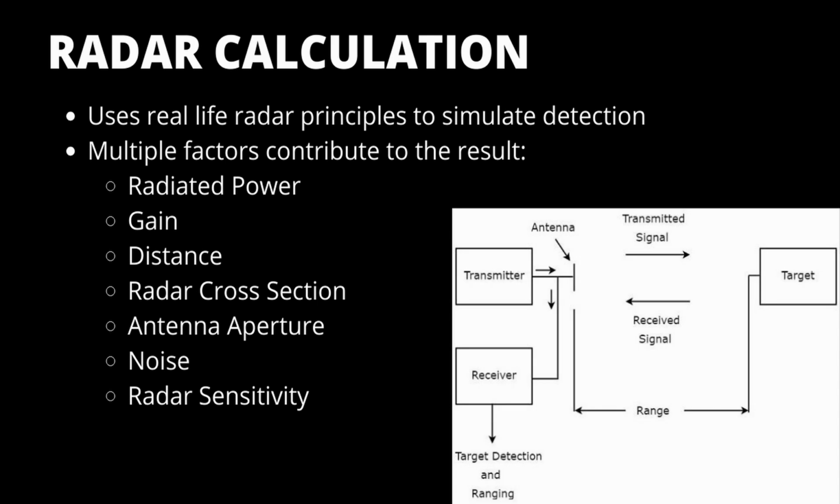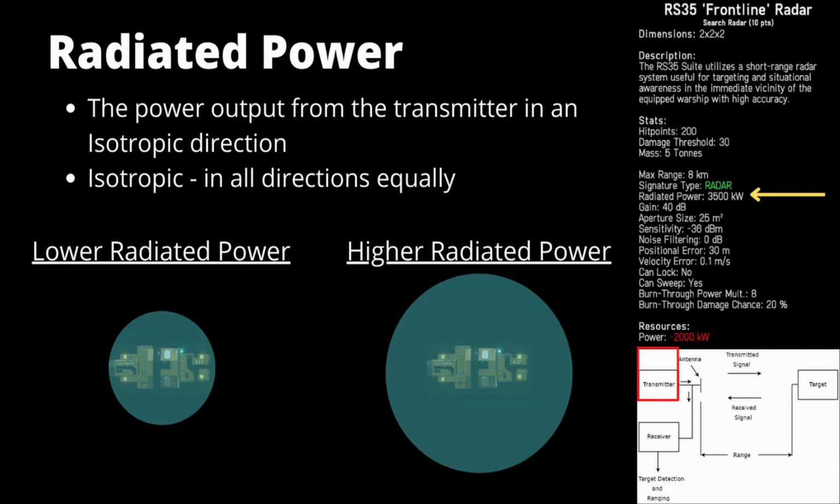In the bottom right hand corner of the screen is a simplified diagram of how radars work and function, and we'll use those as we step through each of the factors that contribute to the radar calculation to show where each of the factors fall within the radar calculation. So let's have a look at the first component of the radar calculation, being radiated power.